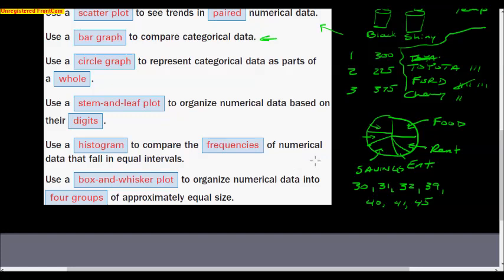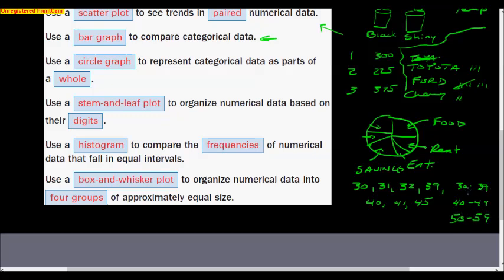Histogram, kind of similar to the stem and leaf plot. You could maybe do a histogram where you're grouping these temperatures. You know, how many cities have temperatures between 30 to 39? How many cities have temperatures from 40 to 49? How many cities have temperatures from 50 to 59?